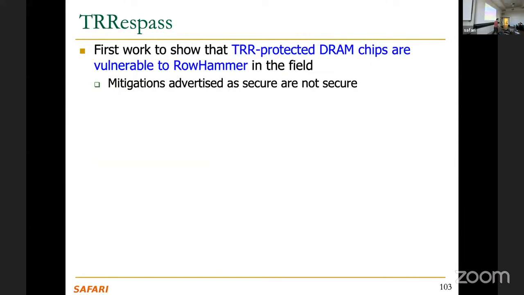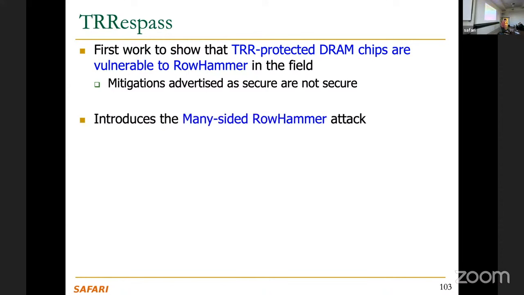Okay, so this is the first work that showed that these protected DRAM chips are vulnerable to RowHammer in the field. The protections are called TRR. This is in the DRAM standard, they added this TRR, target row refresh. It's a very nebulous concept, just to give leeway to the manufacturers to implement whatever they want, in my opinion. But basically, it's a way of refreshing targeted rows due to RowHammer. DRAM manufacturers implemented some solutions, no question about that. But unfortunately, their mitigations were not secure.